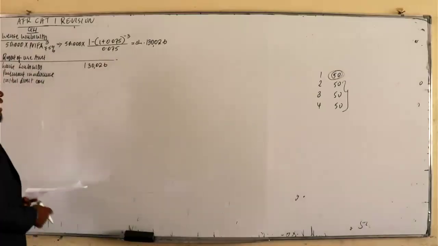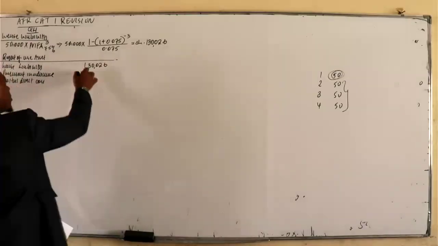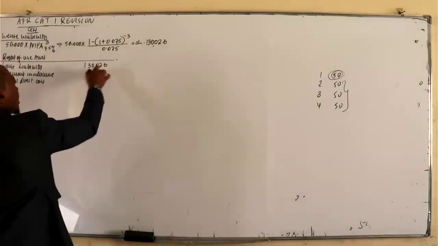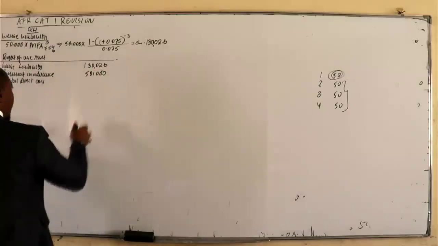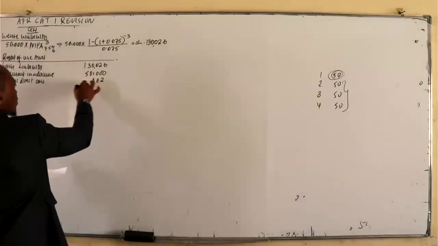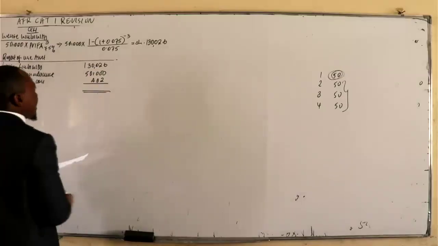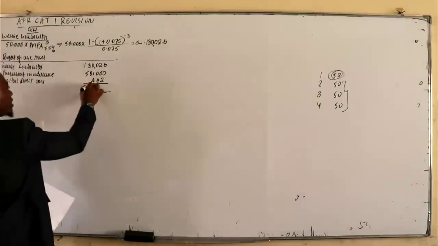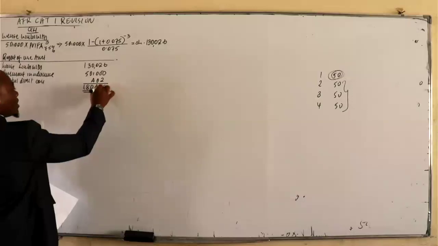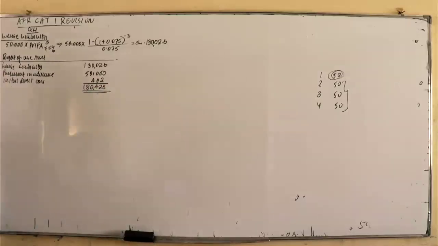Then the payment in advance. So you had already paid an amount of 15. And then there was legal cost that was incurred, an amount of 4. And that's how you get the right of use asset. You get 180,428. That's the initial recognition of the right of use asset.